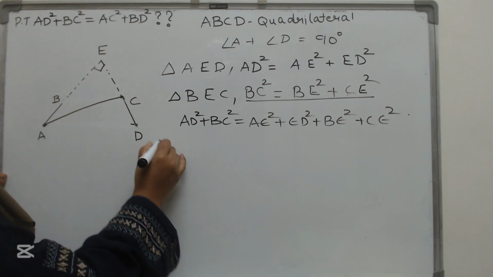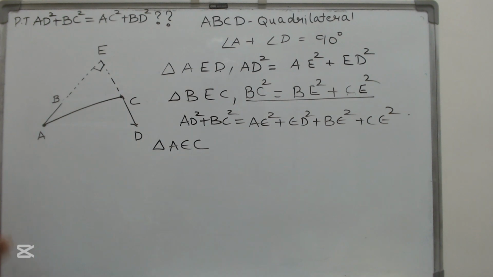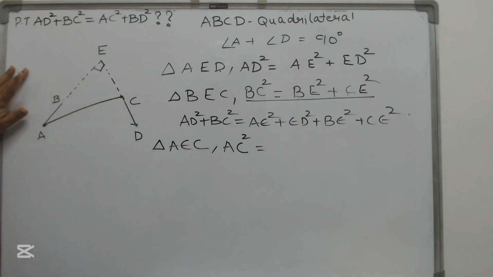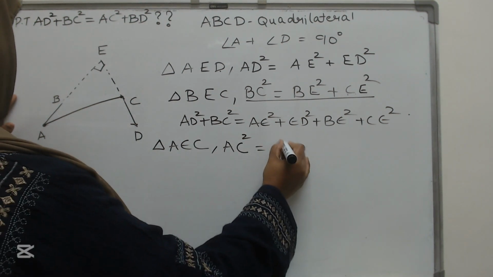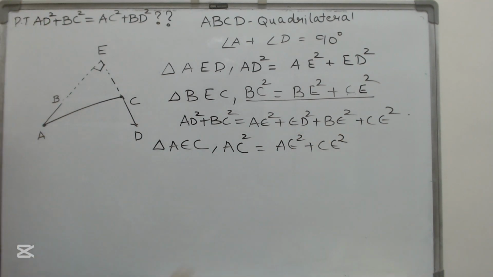Now what do you notice about the triangle AEC? Again a right triangle. And what is its hypotenuse? Its hypotenuse is AC. Apply the Pythagoras theorem again and you get AC square is equal to AE square plus EC square. Now you get a gist of where we are going with this, right?